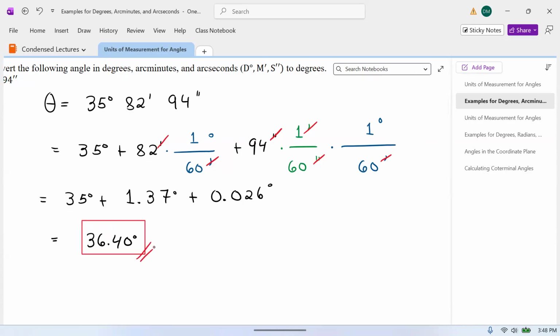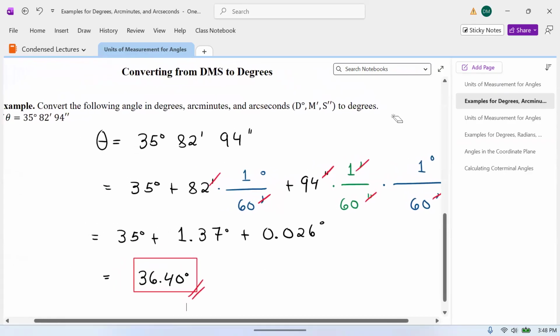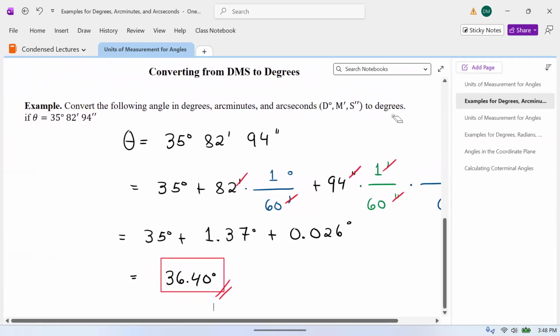Okay. So that's how you convert from degrees, arcminutes, arcseconds to full degrees, and vice versa.